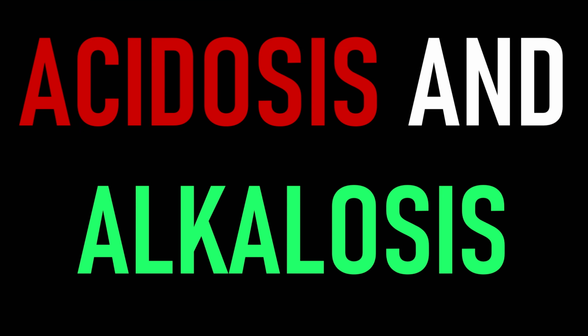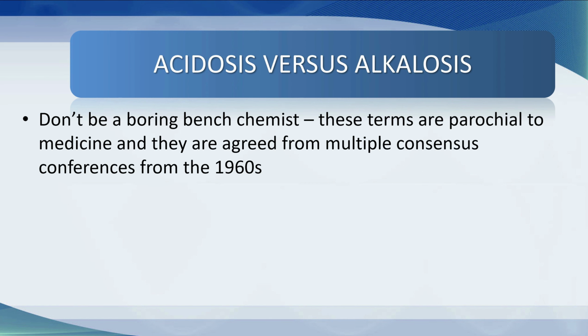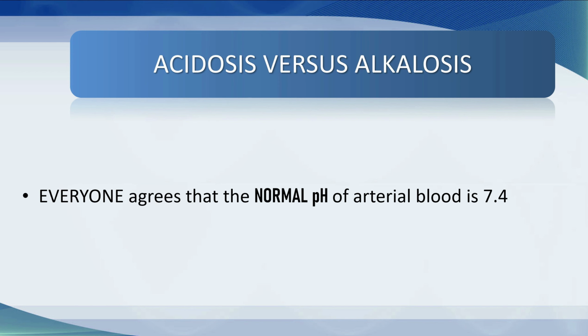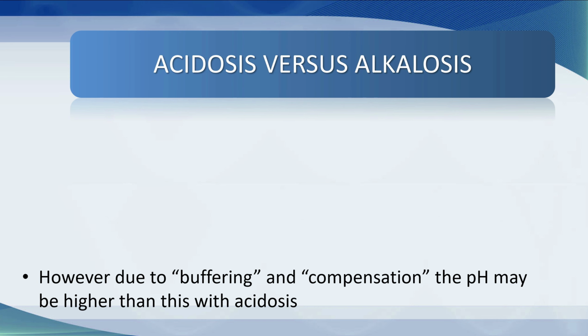Let's move on to acidosis and alkalosis. Now, please don't be a boring bench chemist. These terms are parochial to medicine, and they were agreed by multiple consensus conferences in the 1960s. Everybody agrees that a normal pH of arterial blood is 7.4. Most people agree that an acidosis occurs somewhere below 7.4, usually below 7.35. However, due to buffering and compensation, the pH may be higher than this with acidosis.